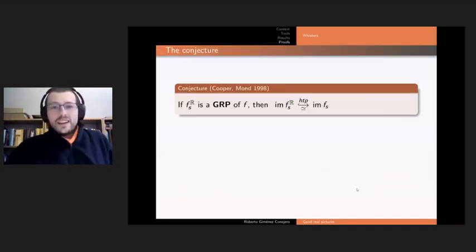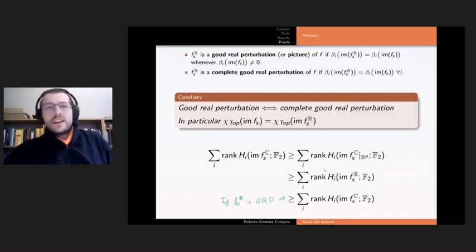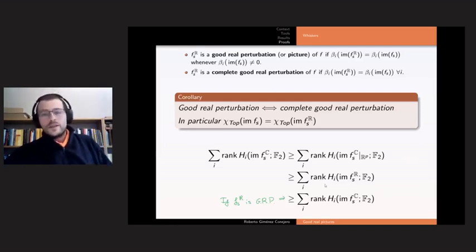Now, if all this happens, notice that you started with something and you end up with the same thing. If this happens, everything has to be an equality. If everything is an equality, whenever this is 0, this also has to be 0. And this is exactly the difference between a good real perturbation and a complete good real perturbation. So when this is 0, this has to be 0. And good real perturbation only meant that whenever this is not 0, this is equal.